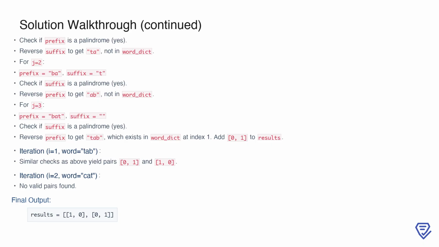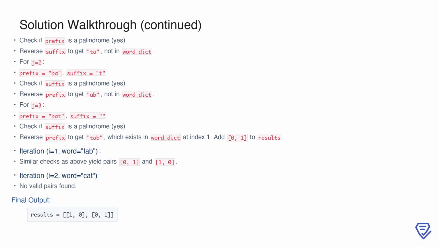Finally, for j equals 3, the prefix becomes bat and the suffix is empty. Here, the suffix is a palindrome, and reversing the prefix gives tab, which exists in the dictionary at index 1. This allows us to add the pair 0, 1. Moving on to the second word, tab at index 1, similar splits and checks reveal the same pairs, 0, 1, and 1, 0, as valid palindrome pairs. Lastly, for the word cat at index 2, none of the splits produce a valid palindrome pair, so no new pairs are added. This concludes the processing of the first example, and the final output for this input is 1, 0, 0, 1.